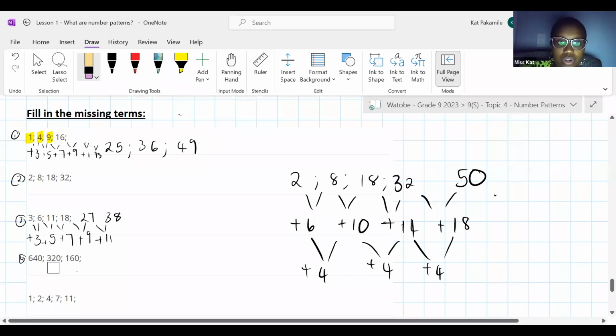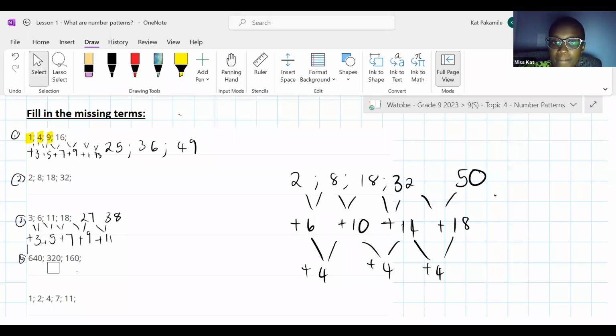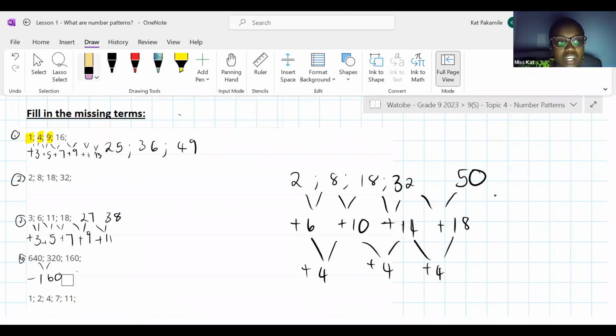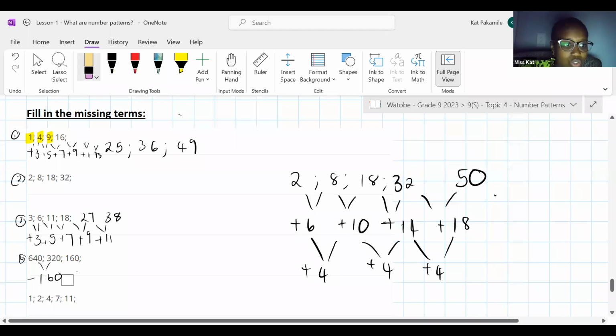Do you agree? Sorry, ma'am, we're subtracting 160. Oh, 160, is that what you said? I thought you said 320, but that wouldn't work. What's 640 minus 160? Check in the chat. Justin is on to something, and a few more people.